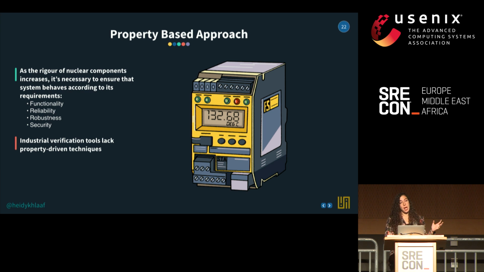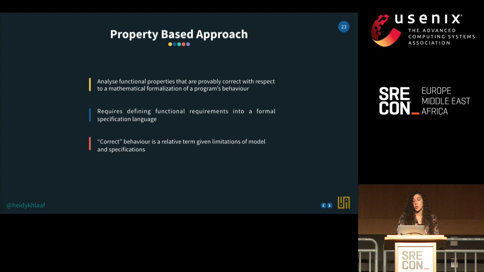So far, so good, but as the rigor of nuclear components increases, it's necessary to make sure that the system behaves according to its requirements. So now we care about things like functionality, reliability, robustness, security, and these industrial verification tools just lack the property-driven techniques to do it. So this is where the property-based approach comes in.